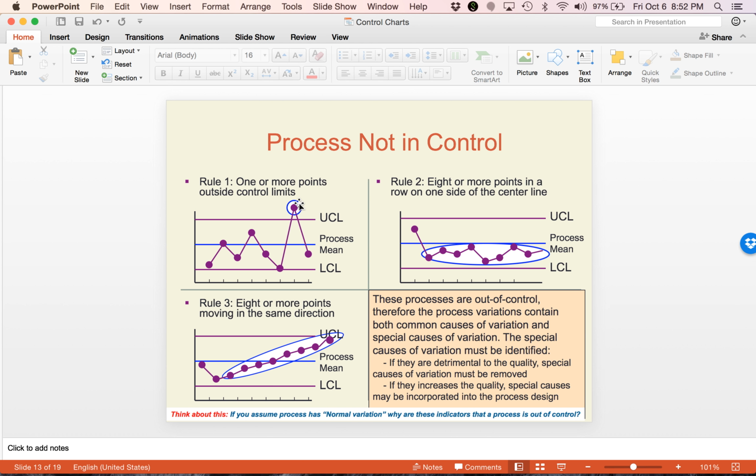So visually, the rules look something like this. You already saw rule 1, where you're above the upper control limit or below the lower one, 3 standard deviations away from the mean, for example, if it's normally varying. Rule 2 looks something like this. I might see 8 or more points all below the line or all above it.